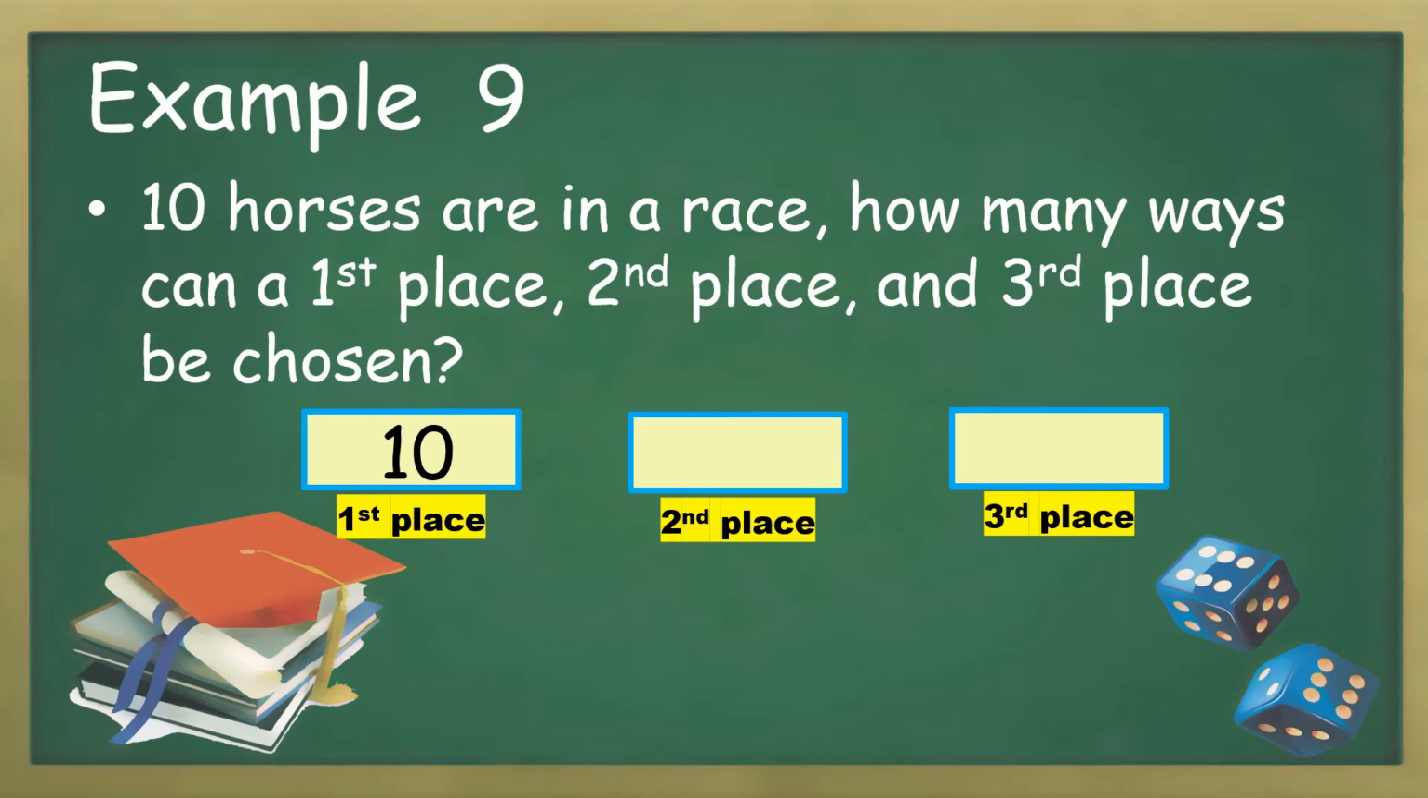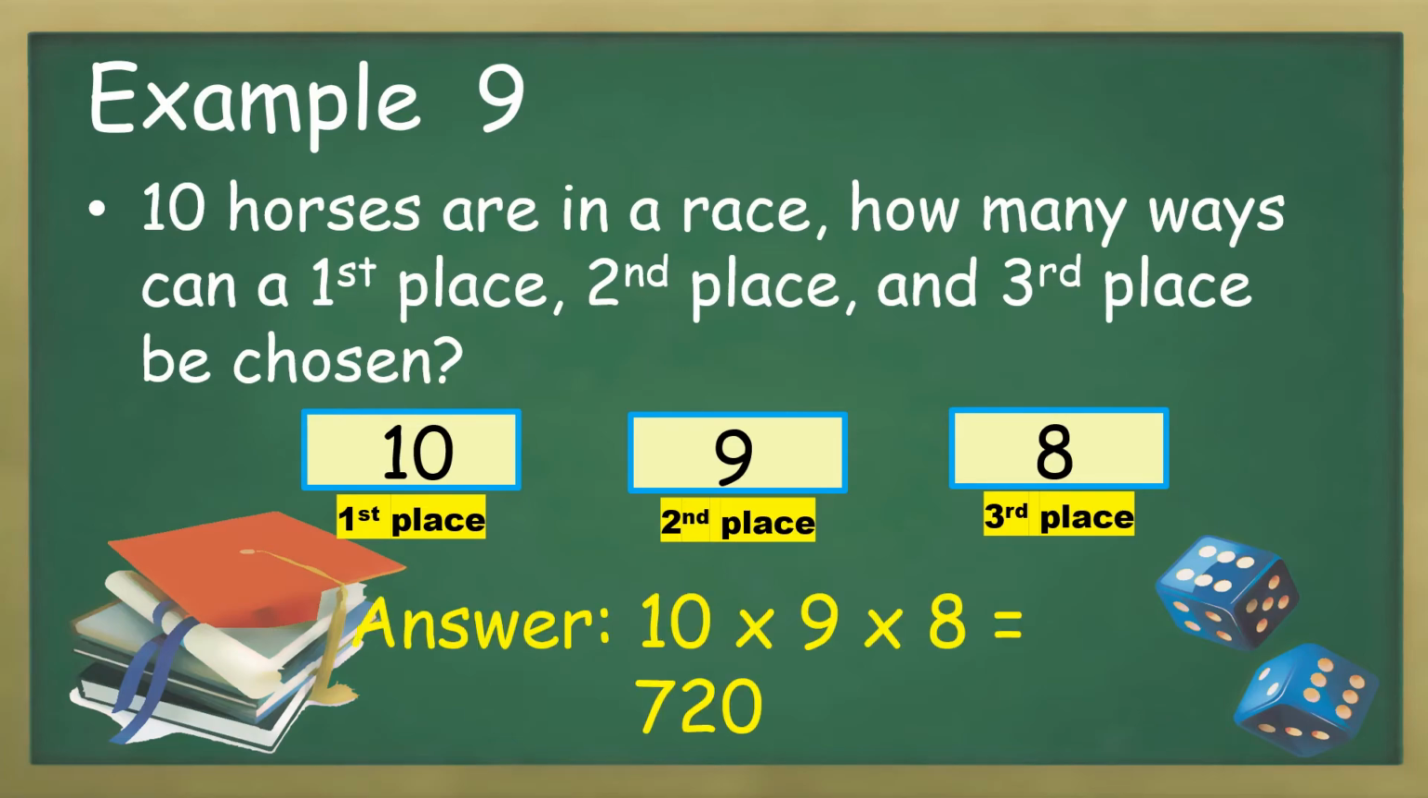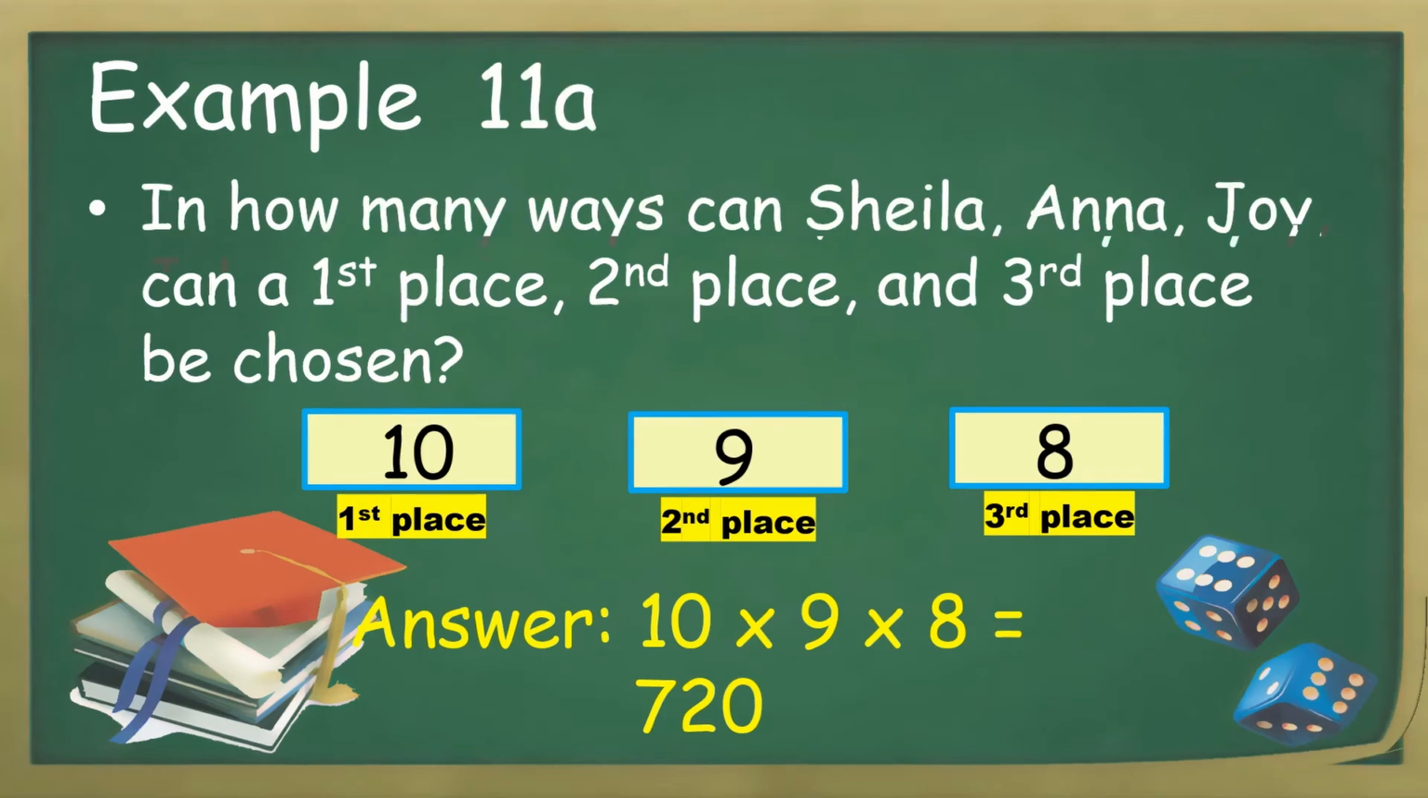For the second place, we can only choose out of 9 remaining horses because one of the horses is already in the first place. Then on the third place, we can only choose from the remaining 8 horses. So multiplying these numbers will give you 720. So there are 720 ways of choosing first, second, and third place for 10 horses in a race.